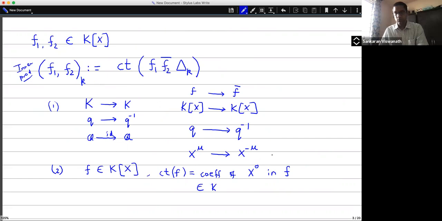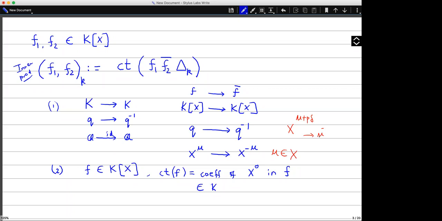But what you're saying is maybe the correct way to think about it. What we are saying is if I had an arbitrary element of the form mu plus p delta, that is being mapped to minus mu minus p delta. So by this on affine positive roots, you mean that x to the power alpha is being sent to x to the power minus alpha. Yes, absolutely. Correct.